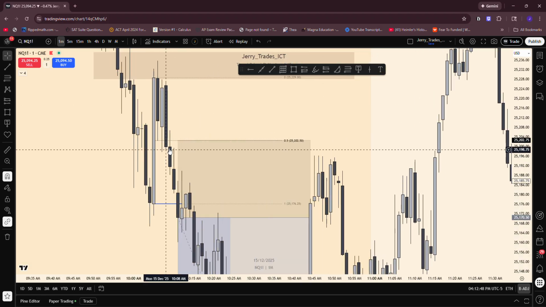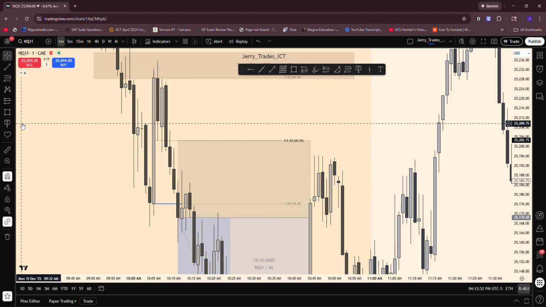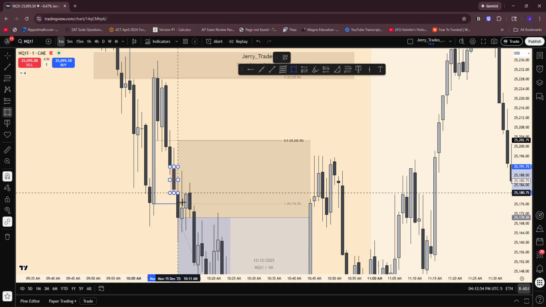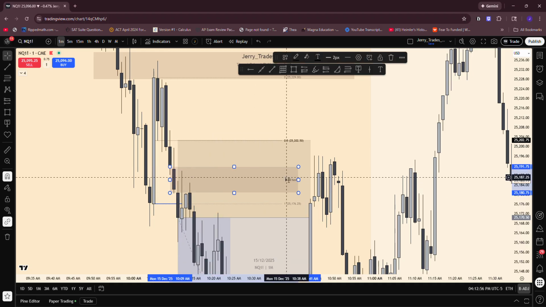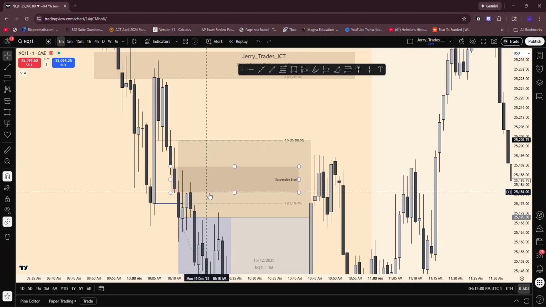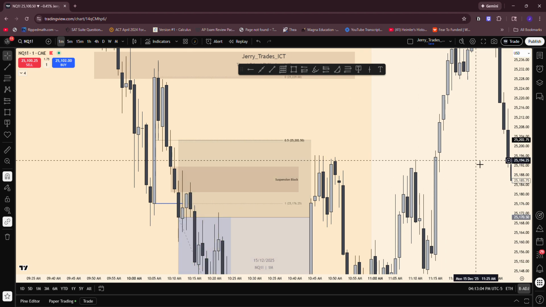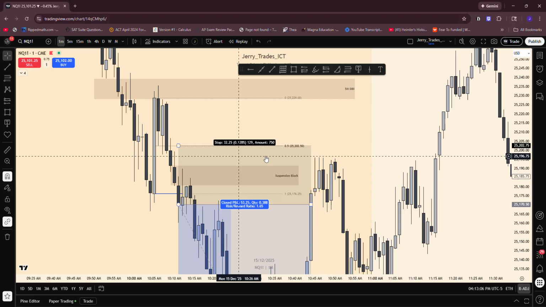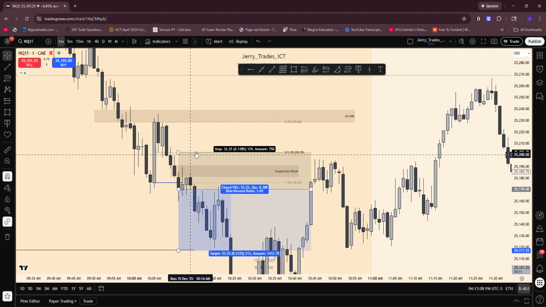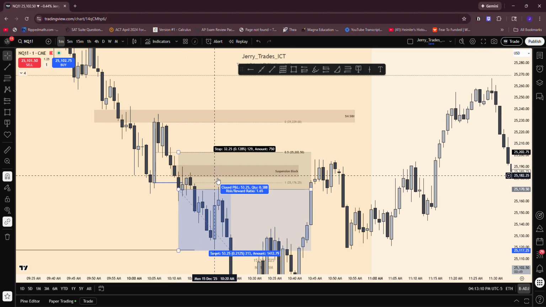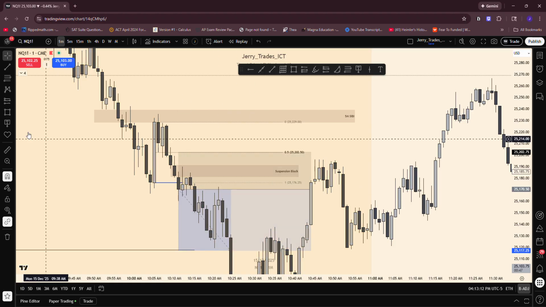So the reason why is because we have imbalances inside of this entire price leg, right? We have this suspension block right here, which is basically two volume imbalances. So this is a suspension block, right? This should protect us, and it does. And since this risk to reward is really bad, I'm cool taking a loss somewhere around here and getting a propulsion block, which will give me better RR.